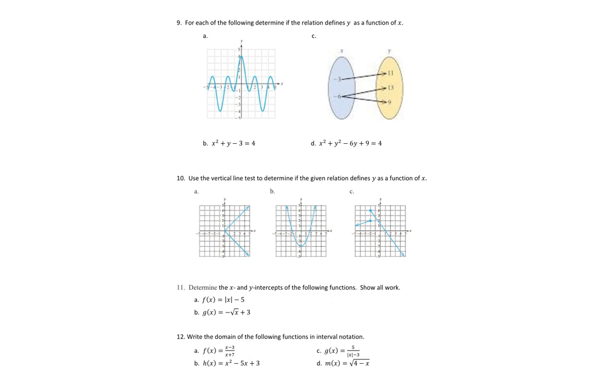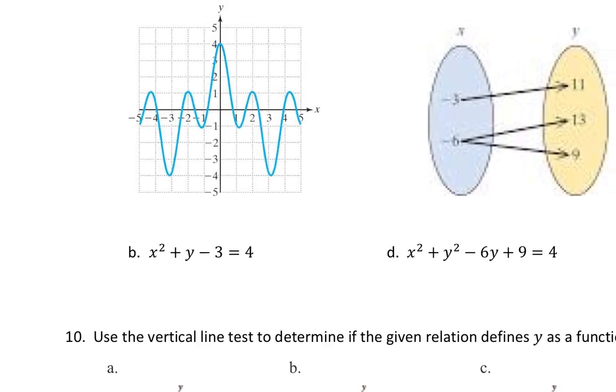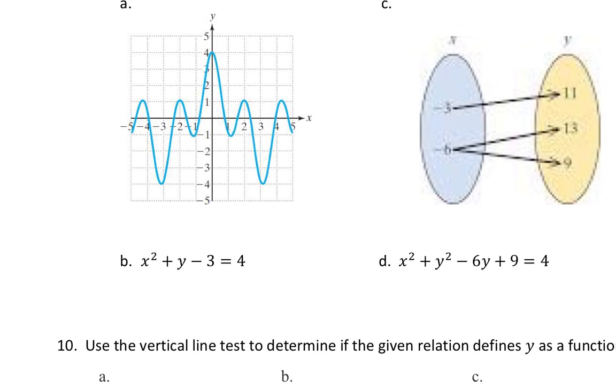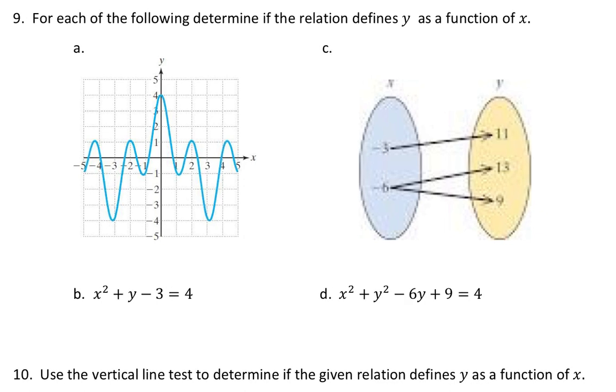So, question 9. For each of the following, determine if the relation defines y as a function of x. So for this one, if it's a function, we have the definition that every x value has one y value. So for this one, part A, we can use the vertical line test. We draw a line anywhere, and if that line goes through two y values for a single x value, then we know it is not a function.